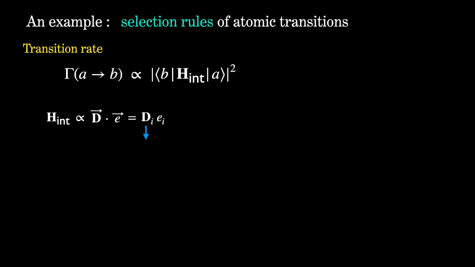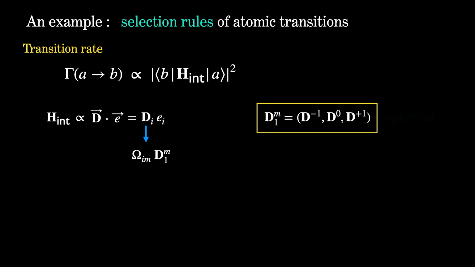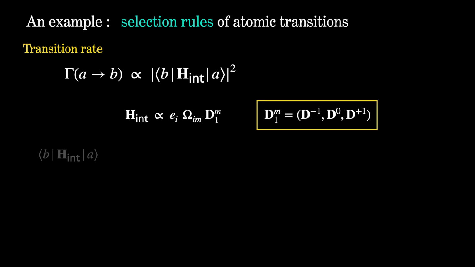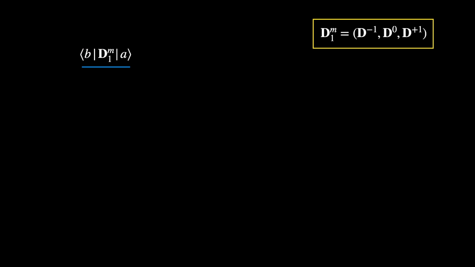Once again, let's express the dipole moment in terms of its spherical components. The matrix element of H interaction is given by, and we again have the matrix element of the spherical component of a vector operator. This would be ripe for the application of the Wigner-Eckart theorem.